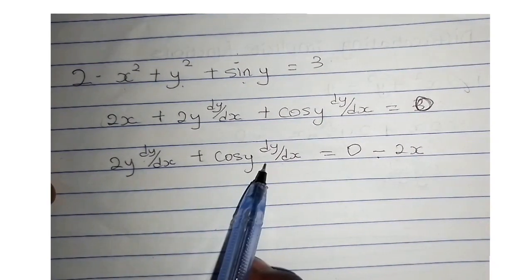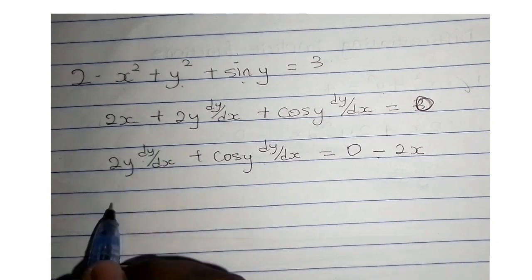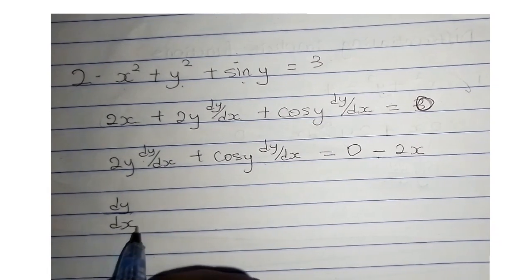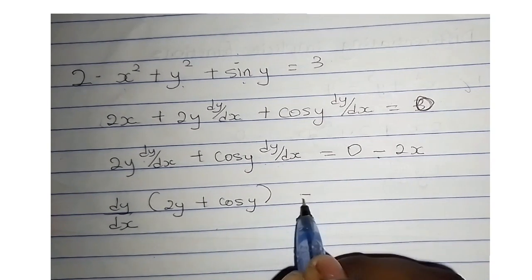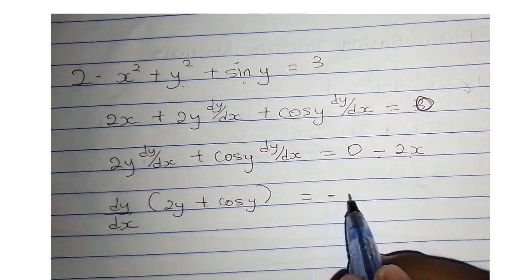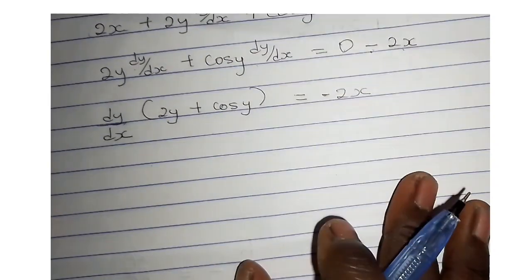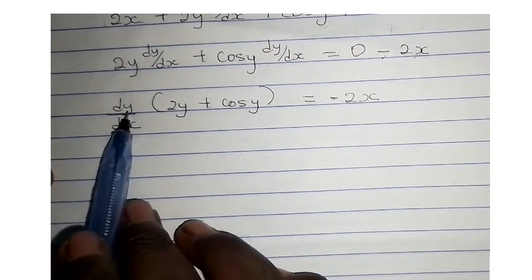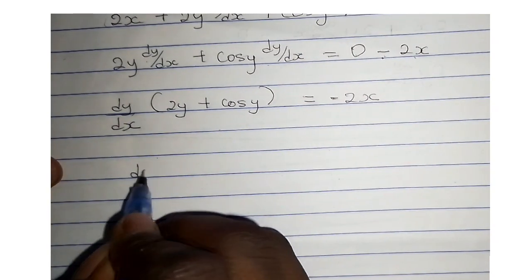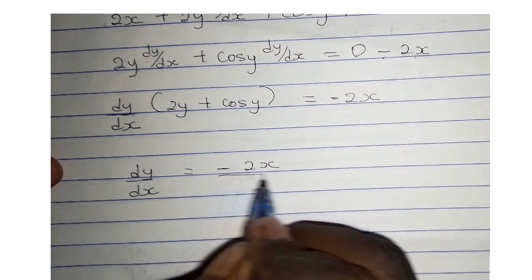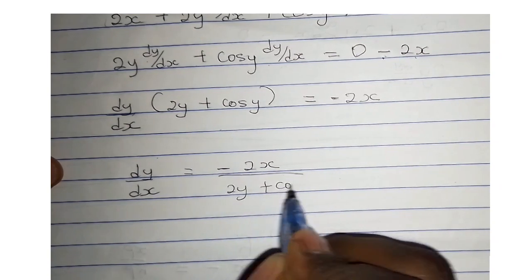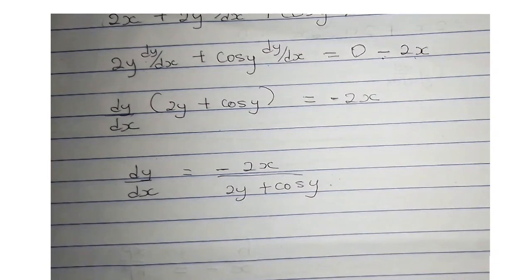So something is common between these two, which is the dy/dx. So we can easily write this as dy/dx into 2y plus cos y, which is equal to 0 minus 2x. We're going to have negative 2x. So dividing both sides, so that we're just going to have dy/dx. Therefore here we're going to have dy/dx is equal to negative 2x over 2y plus cos y. So this is how you differentiate using implicit functions. And we're going to take another example.